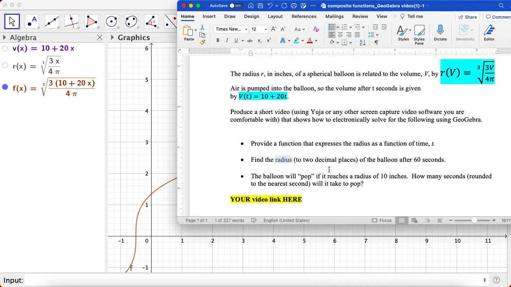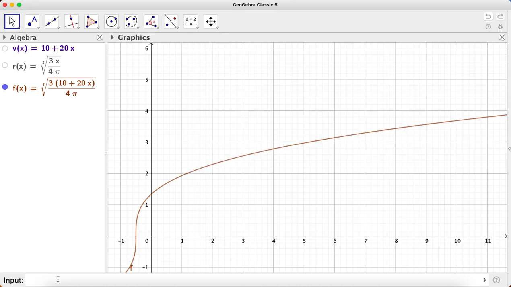Find the radius of the balloon after 60 seconds. Well, seconds is our x value, so we're going to make a point 60 and then f of 60. How many of these things do I have on here? There we go. Okay. And you can't see it because 60 is way past our screen here.